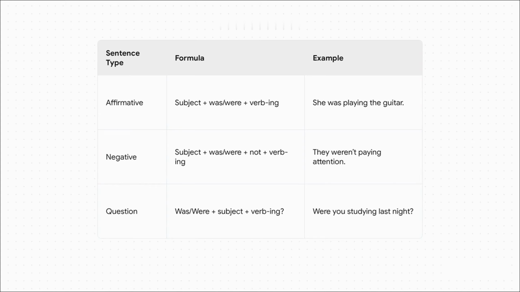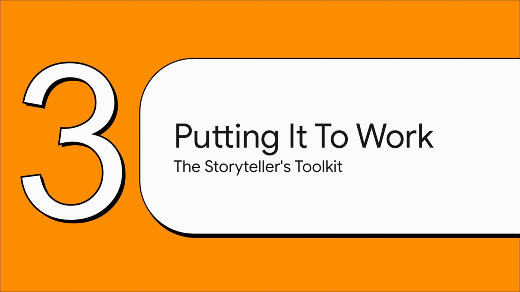Simple. To make it negative, you just add not. They weren't paying attention. And if you want to ask a question, you just flip the first two parts. Were you studying last night? It's this clean, reliable structure you can use every single time. Okay, so we know what it is and how to build it. But now for the most important part, when and why do you actually use it?